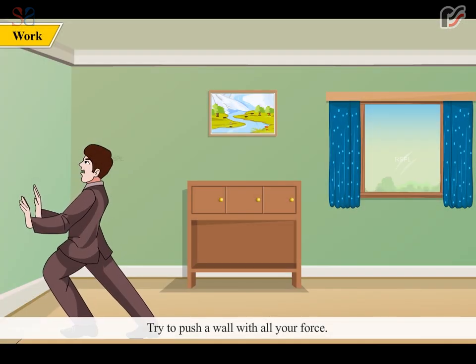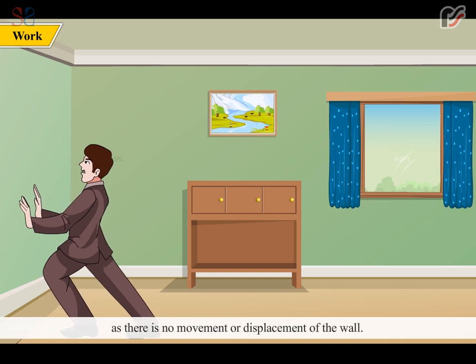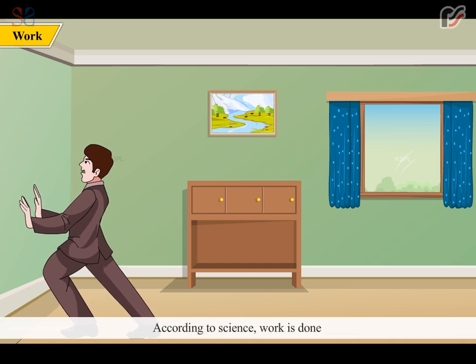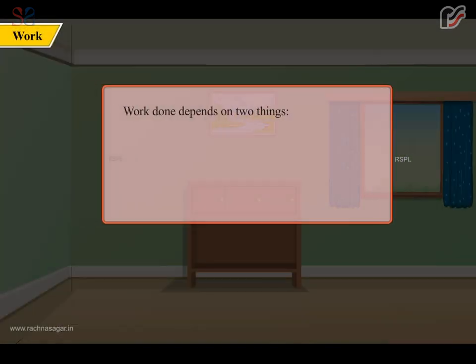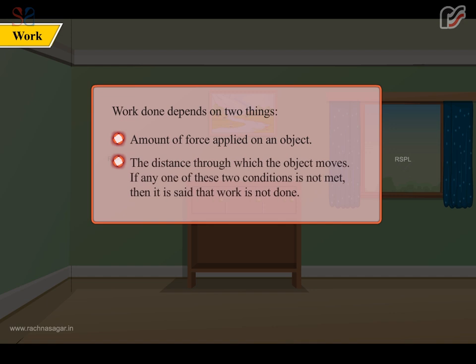Try to push a ball with your force. Does it move? No. Here, force is applied, but work is not done, as there is no movement or displacement of the ball. According to science, work is done only when a force is applied on an object and moves it through some distance. Work done depends on two things: amount of force applied on an object, and the distance through which the object moves. If any one of these two conditions is not met, then it is said that work is not done.